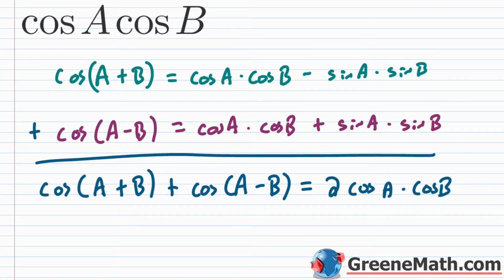Now this part right here is going to cancel away, right? You have the negative of sine of a times sine of b plus sine of a times sine of b. That's just going to be 0 and go away. So at this point, we're almost there. We need to divide both sides by 2, or you could multiply both sides by 1/2.